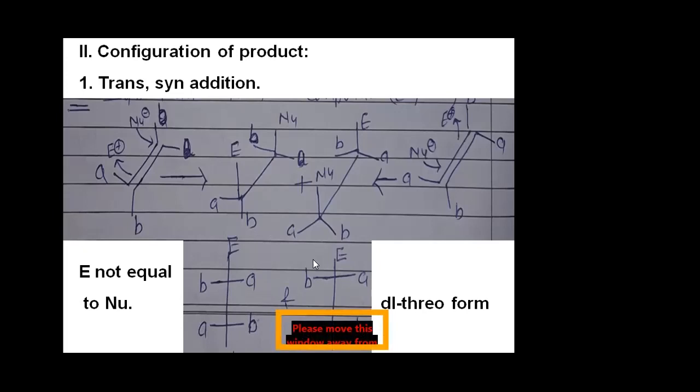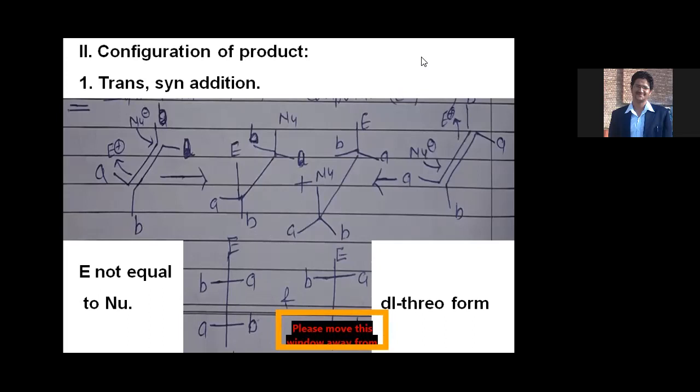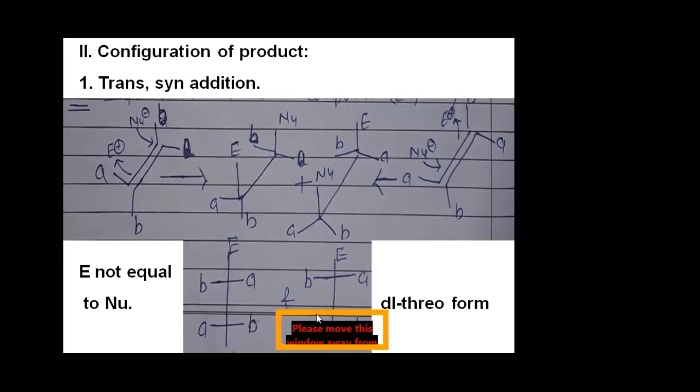The products that will form are DL stereo. They are DL stereo, right? So in this way, DL stereo product will be produced. Here E and Nu are not equal. Suppose E may be OH and Nu may be COH. So if the two groups are different, then DL stereo product will form.